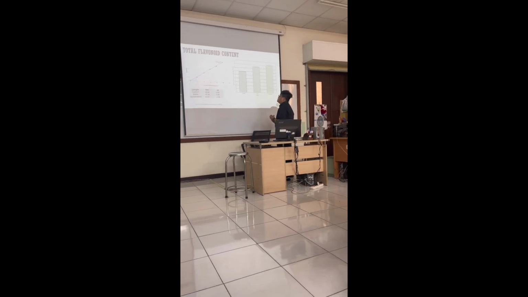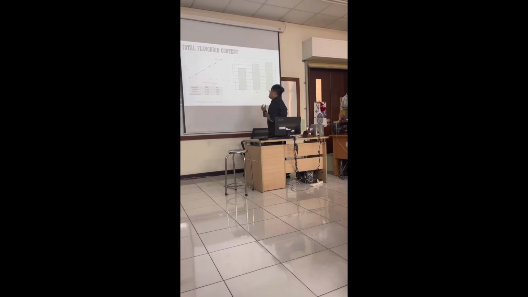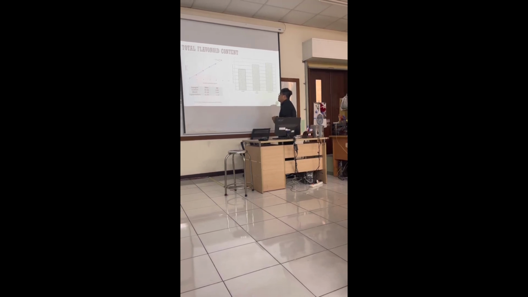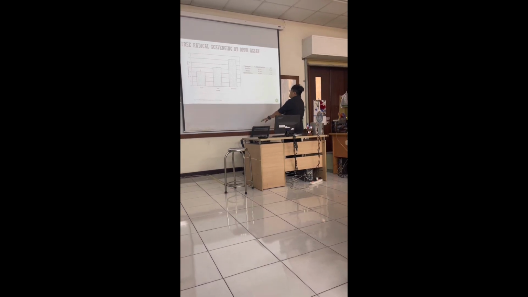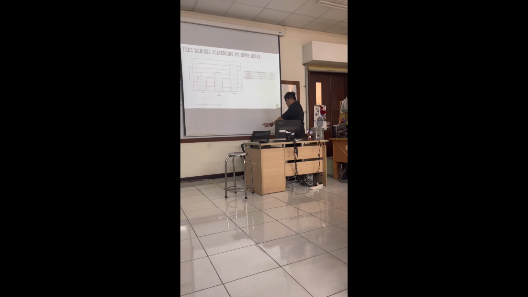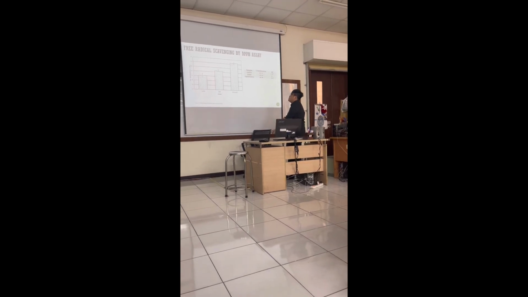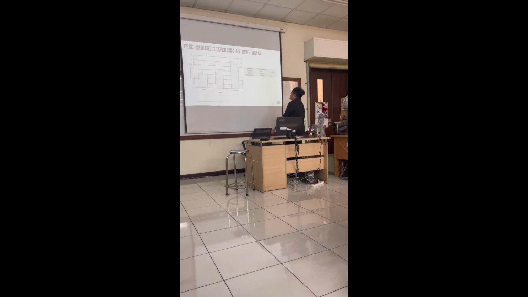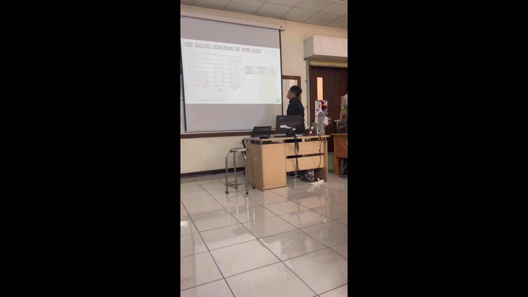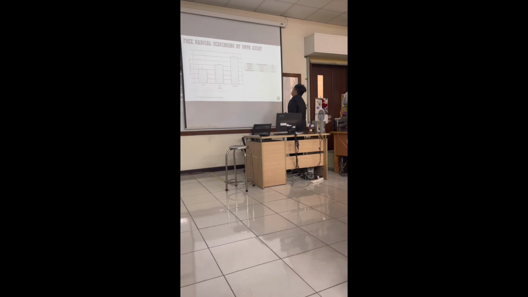And the soxhlet is also the lowest in flavonoid content with 29.55 milligram quercetin per 100 gram oil, and optimization is 41.31 milligram of quercetin in 100 gram oil. And finally, with the free radical scavenging, because the phenolic content, carotenoid content, and flavonoid content is higher, our optimization has the highest percent of inhibition compared to the others.